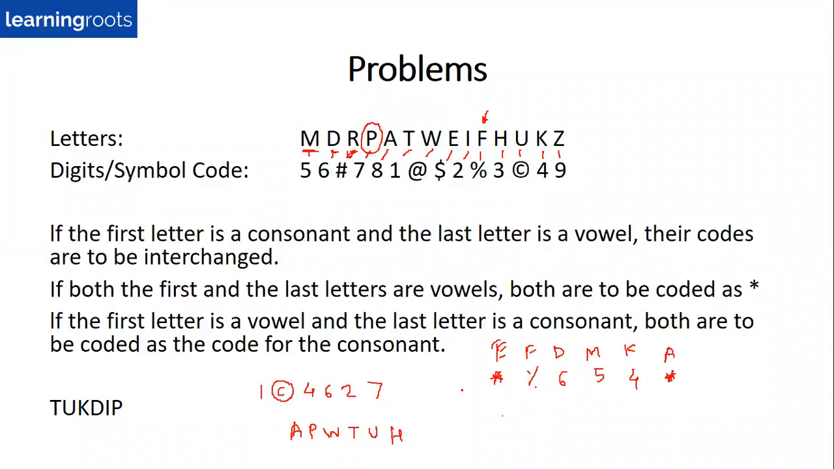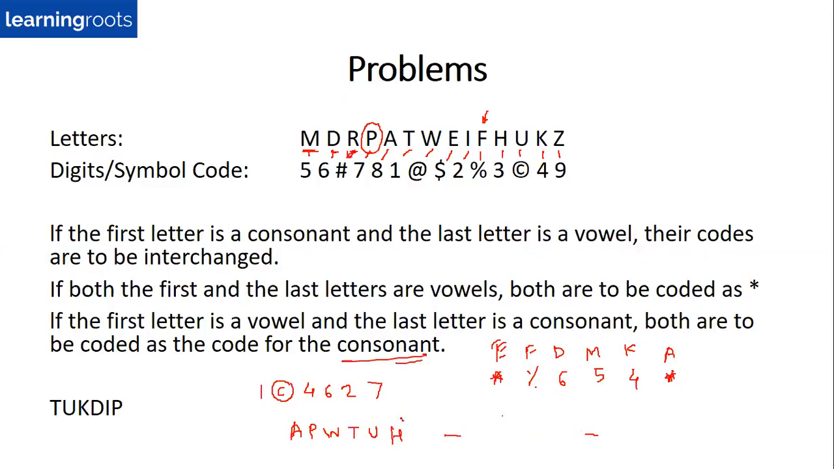So just be a little careful with the instructions, because if you remember the instructions clearly, then you'll be able to answer this. Now APWTUH. So first is a vowel, the last is a consonant. So this is condition 3, that if first is a vowel and the last is consonant, both are to be coded as the code for the consonant, which means that the first place and the last place, you will code it as what the code is for that consonant.